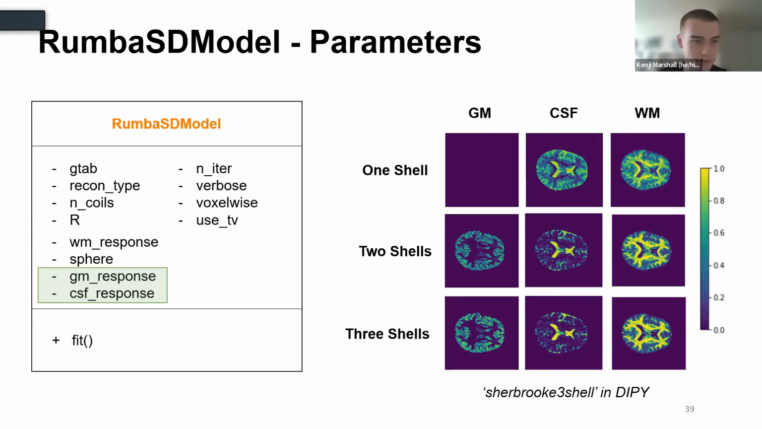But when you have more than one shell, so 2 shells or 3 shells, we see the separation between the gray matter and CSF compartments. And at this point, you can start making some judgments about the gray matter volume fractions that actually correspond to gray matter behavior in the brain.